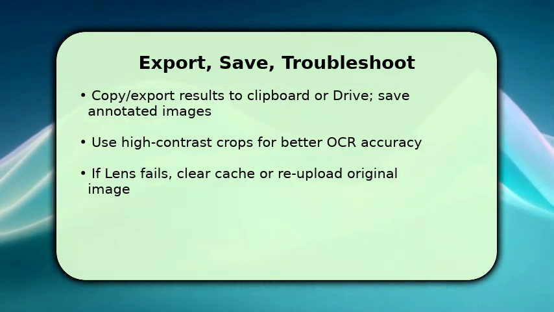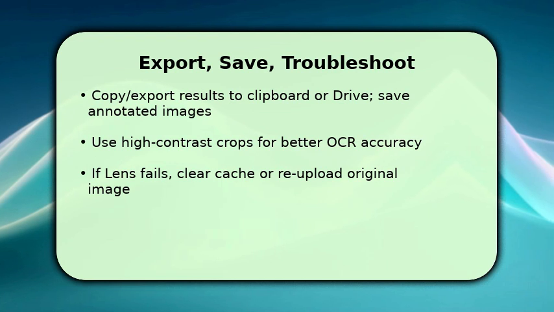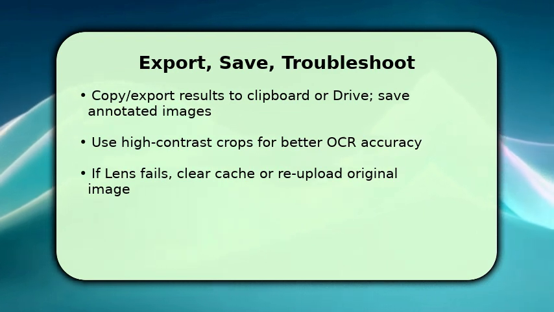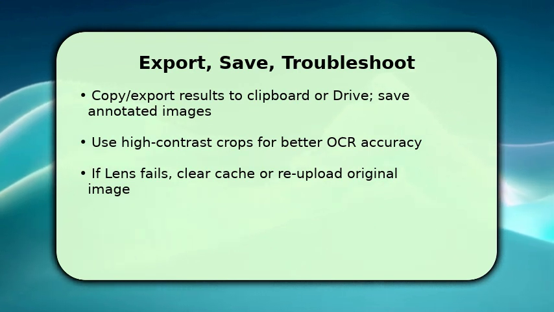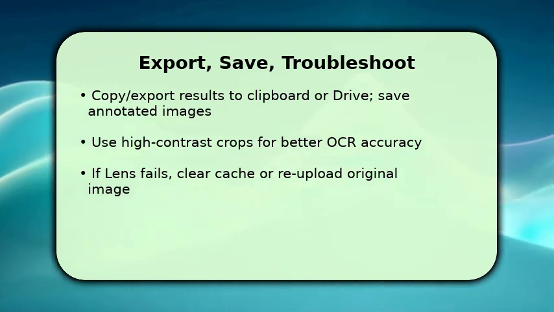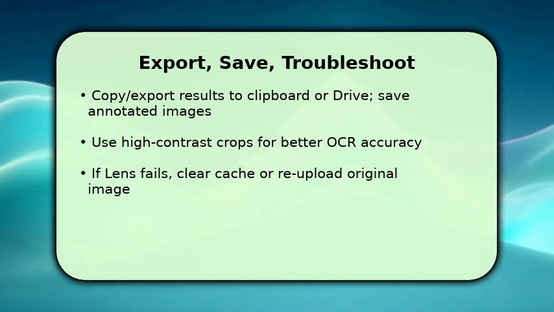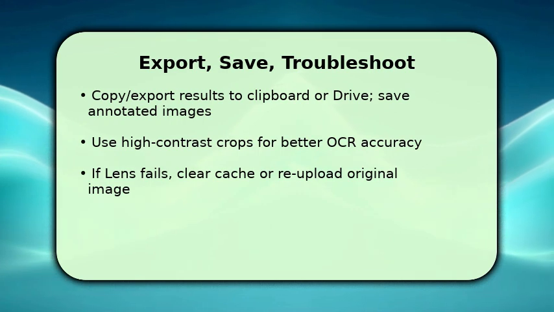If recognition is weak, crop tightly and increase contrast before retrying because Lens performs better on clear input. If Lens stops working, reload the page, clear extension cache, or re-upload the original image. These steps resolve most hiccups so you can continue without losing progress.